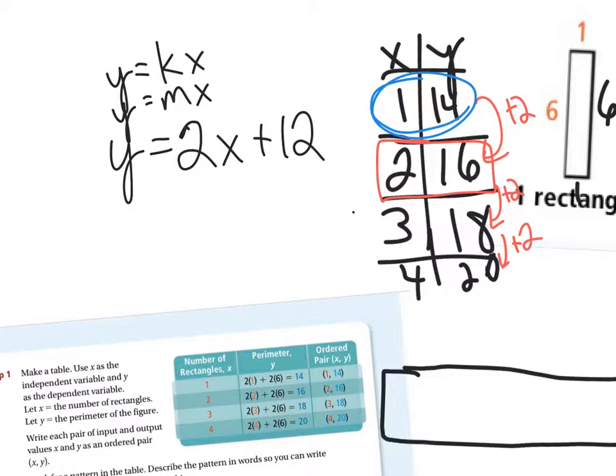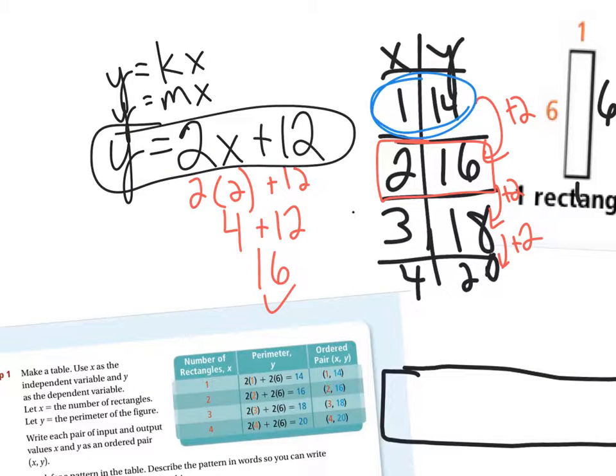So if I put in a 2, do I get 16? Well, let's see. 2 times 2 is 4, plus 12 is 16. That works. And we could try it with the other ones, and that will work for all of them. This is our equation. So the key to this, first of all, is seeing what's the pattern of what they're adding or subtracting every time.